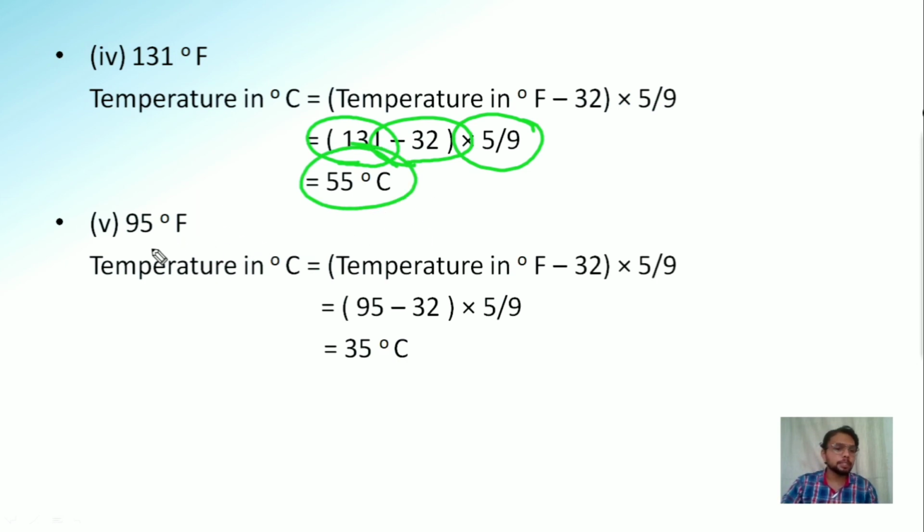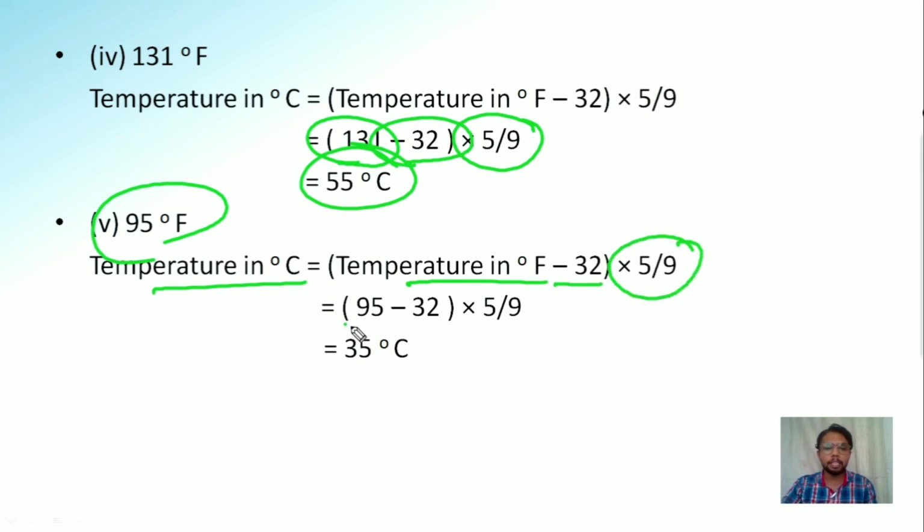And the next one comes out to be 95 degree Fahrenheit. Now what am I going to do here? The same formula, temperature in degree Celsius is equals to temperature in degree Fahrenheit minus 32 into 5 by 9. So 95 minus 32 into 5 by 9, answer coming out to be 35 degree Celsius.